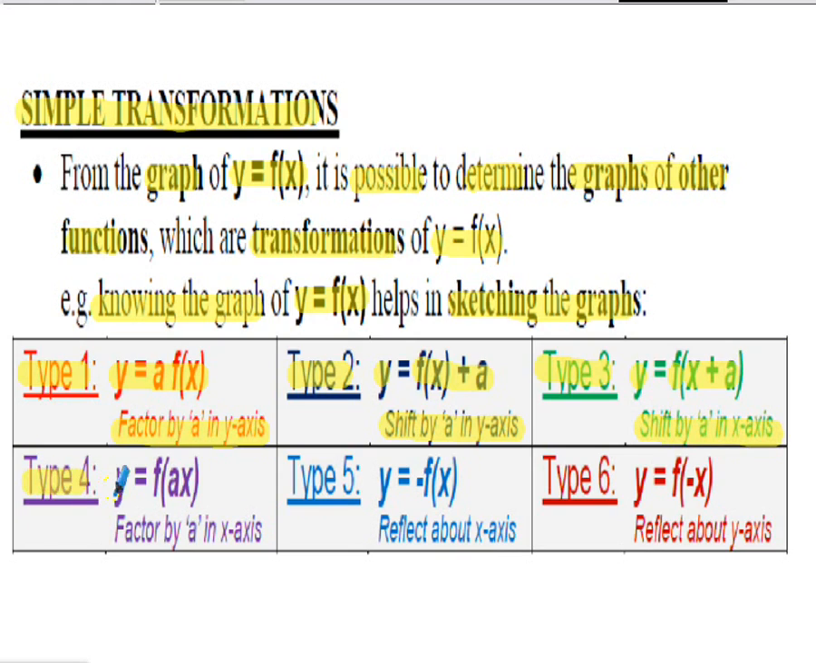Type 4, y is equal to function of, in brackets, a multiplied by x. This scales the curve by a in the x-axis. Type 5, y is equal to negative function of x. This has the effect of reflecting the curve about the x-axis. And finally, type 6, y is equal to function in brackets negative x. This has the effect of reflecting the curve about the y-axis.